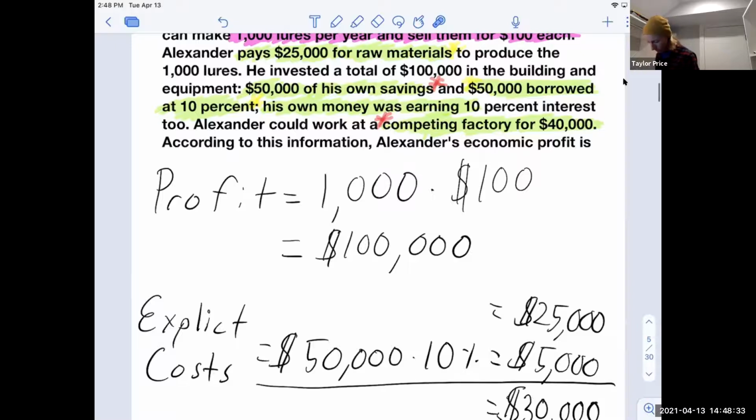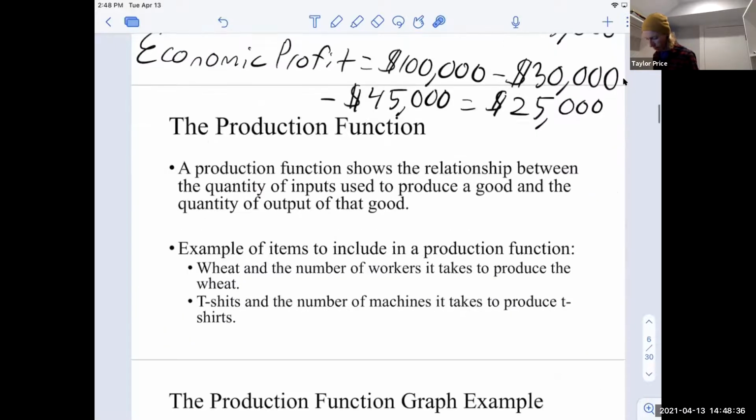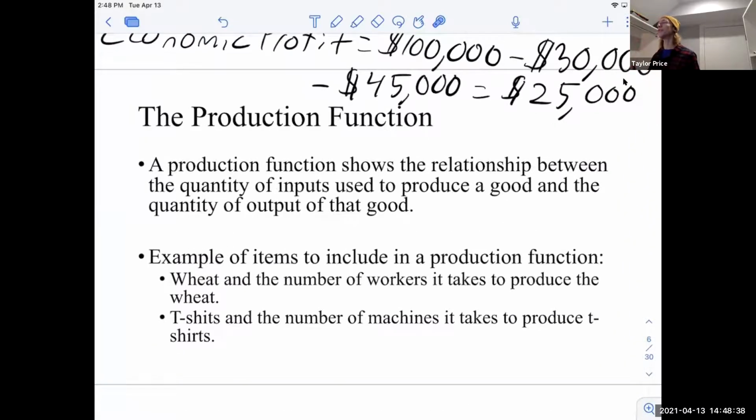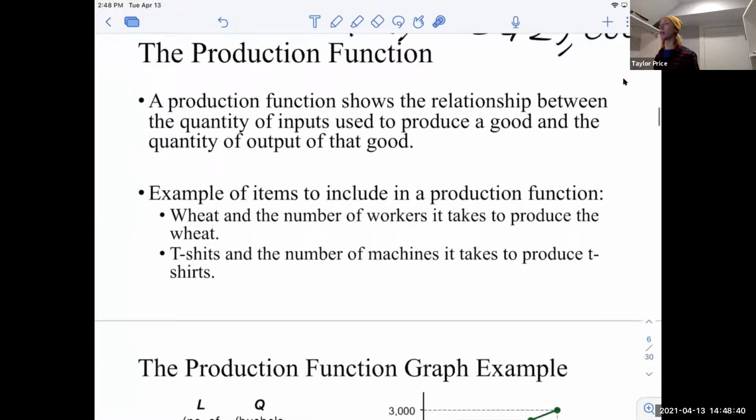Okay. So now we're moving to actually talking about the production function.